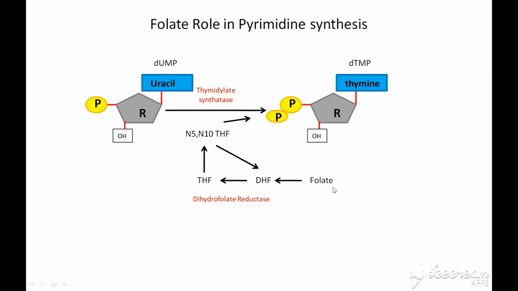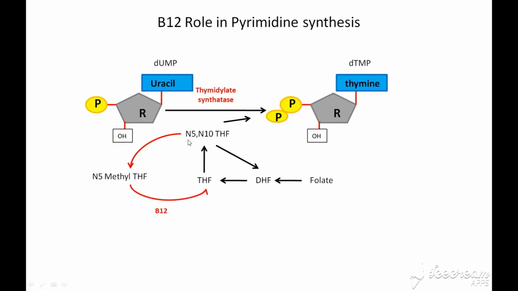So folate in humans comes from our diet, so we ingest it in our diet, and it's converted in the body to dihydrofolate. Dihydrofolate is then converted to tetrahydrofolate by the enzyme dihydrofolate reductase, and then tetrahydrofolate is converted to N5-N10 tetrahydrofolate. That provides the carbon in order to make thymidine. So we just talked about the importance of maintaining adequate levels of N5-N10 tetrahydrofolate for the synthesis of thymidine.